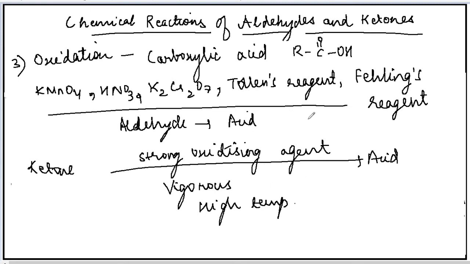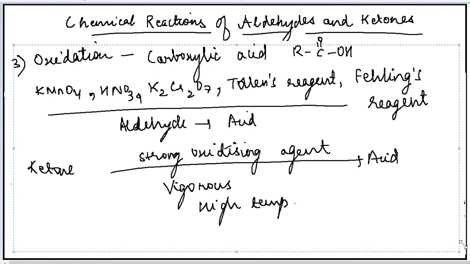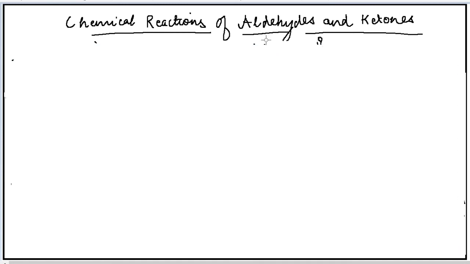Now Tollens reagent and Fehling reagent. I'll discuss these two oxidizing agents. These are the mild oxidizing agents which are used to bring about the oxidation of aldehydes. They have some practical applications also. In your practicals also you are going to use these reagents.